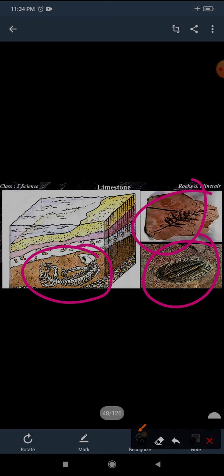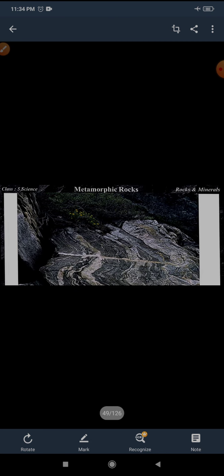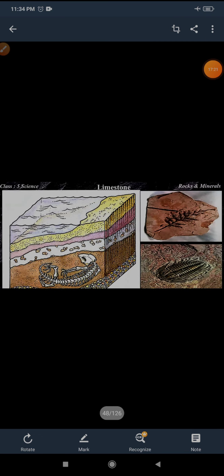So these are all about sedimentary rock. Now the next is metamorphic rock, and about metamorphic rock and minerals I will explain in the next video. So wait for the next video and watch it, get benefit.